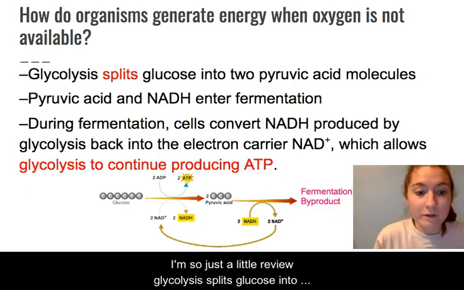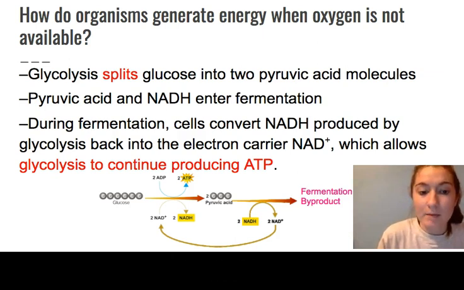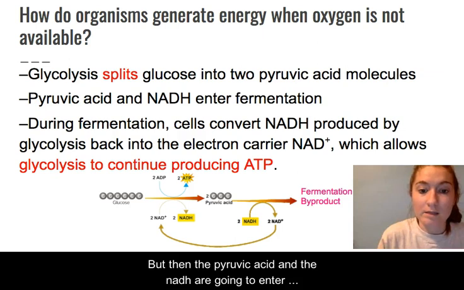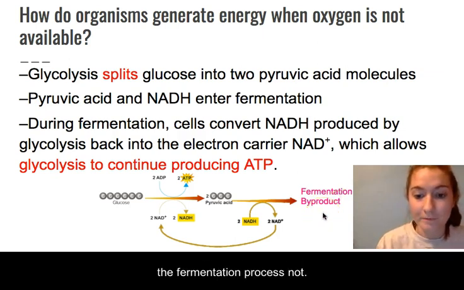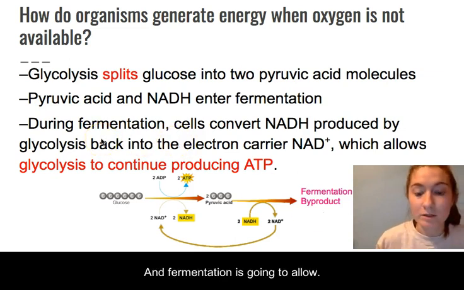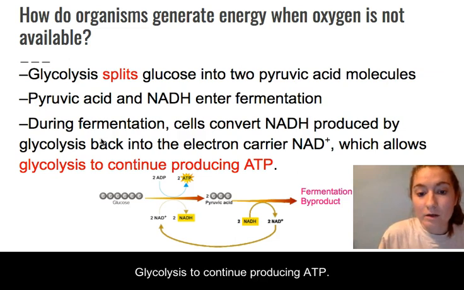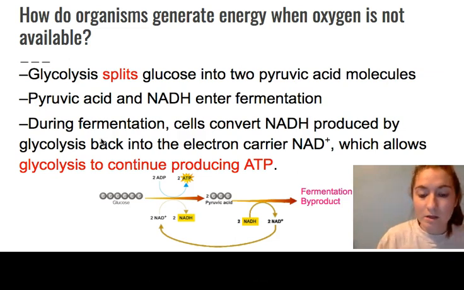So just a little review, glycolysis splits glucose into two pyruvic acids, but then the pyruvic acid and the NADH are going to enter the fermentation process, not the Krebs cycle this time. And fermentation is going to allow glycolysis to continue producing ATP.